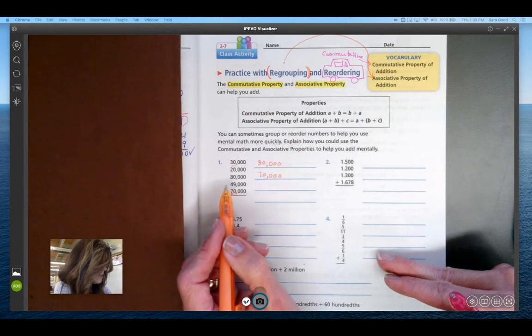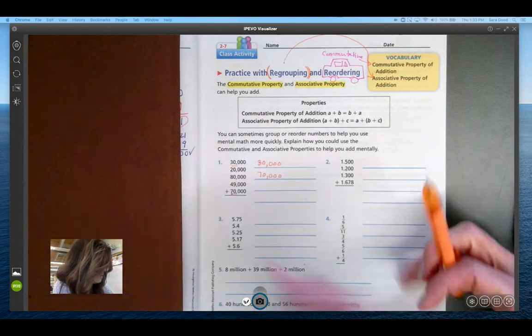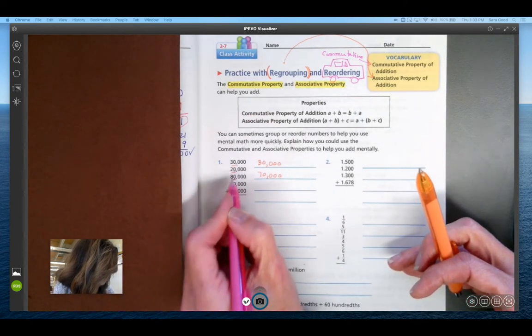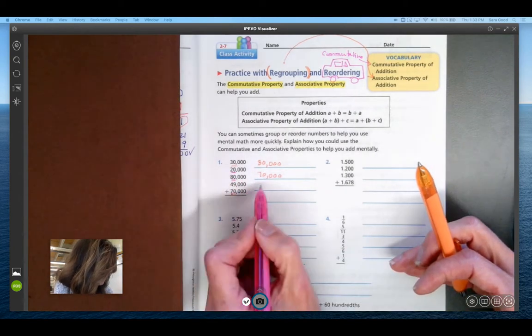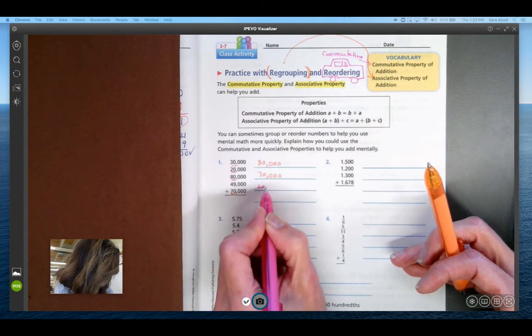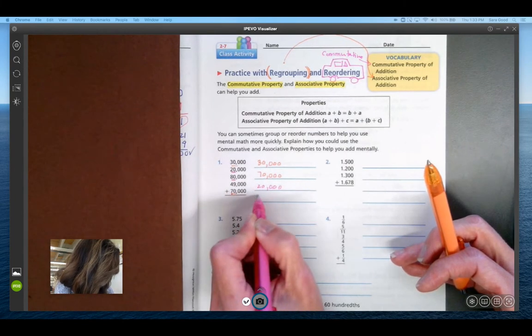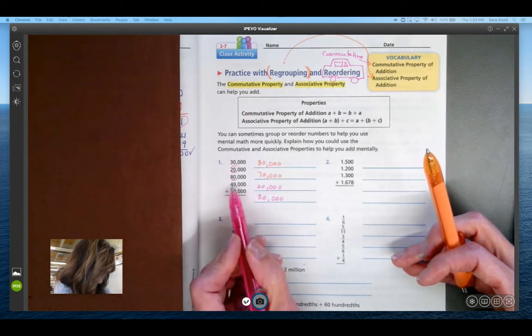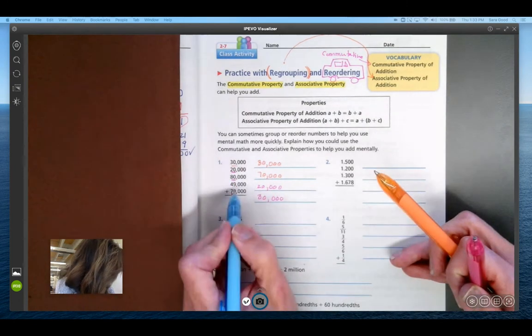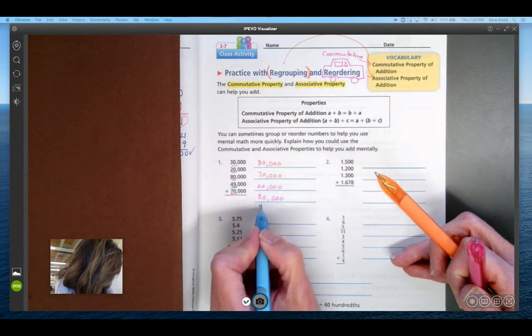And then, I like the 80 and the 20 because I know 80 and 20 make 100. So 20,000 and 80,000 also make 100. So I'm going to write that next. I'm going to color code that. So 20,000 plus 80,000. I can do that in my head. That gives me another 100,000. And then all I have left is this 49,000. So I'm going to write that at the end.